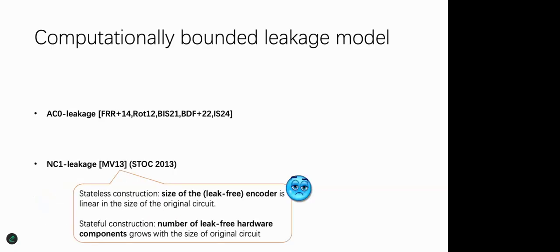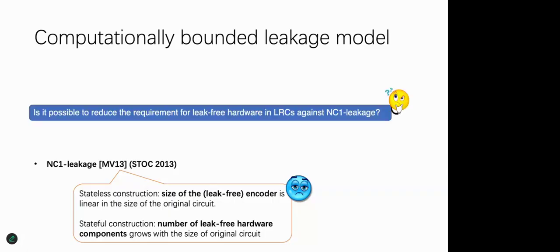They proposed both stateless and stateful LRCs, but both constructions rely on large leak-free hardware. Specifically, in their stateless construction, the size of the leak-free encoder is linear in the size of the original circuit. And in the stateful construction, the number of leak-free hardware components grows with the circuit size. So it's natural to ask whether it's possible to reduce the requirement for leak-free hardware in LRCs against NC1 leakage.